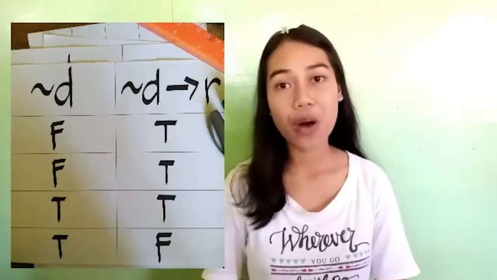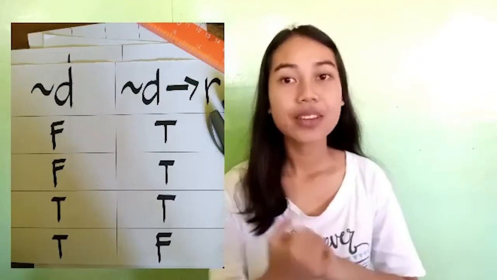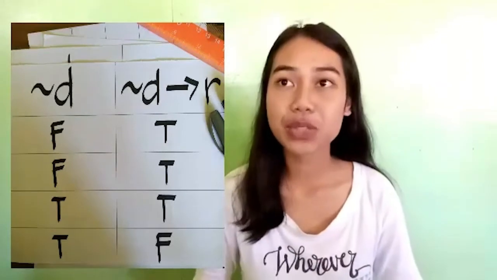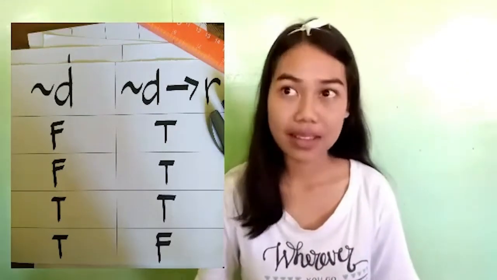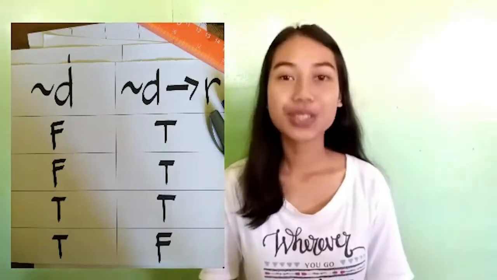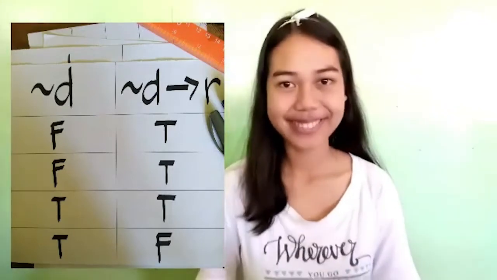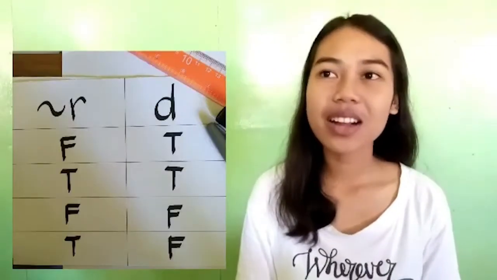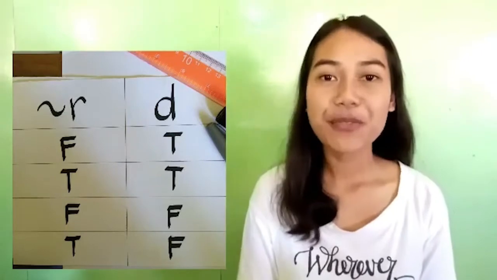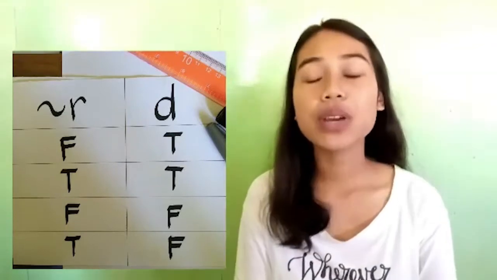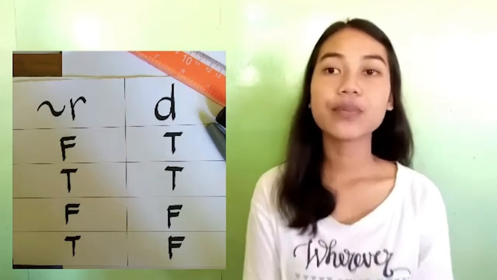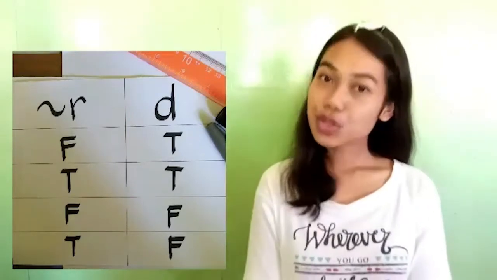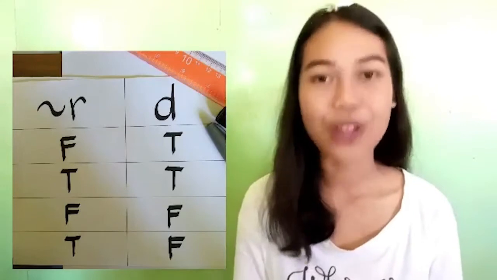To get to our first premise, we have to get first the not D. Our not D is false, false, true, and true. Our first premise, which is not D implies R, is true, true, true, and false. And now let's go to our second premise, not R. Not R is false, true, false, and true. For our conclusion, our D is true, true, false, and false.